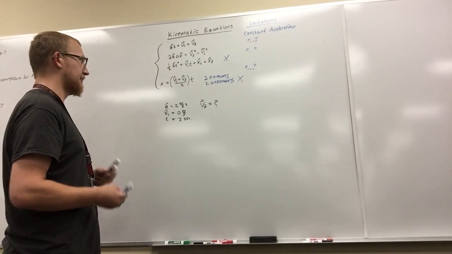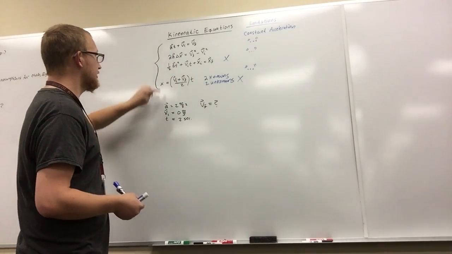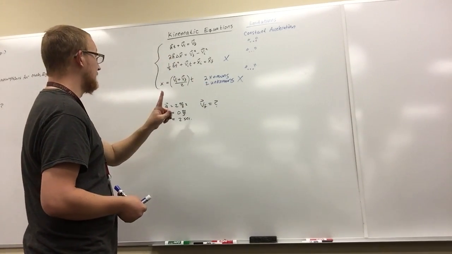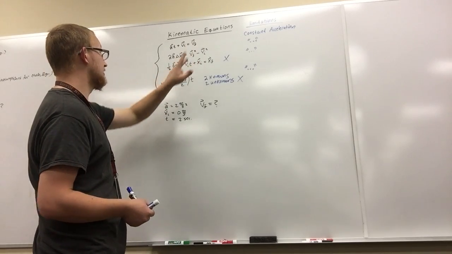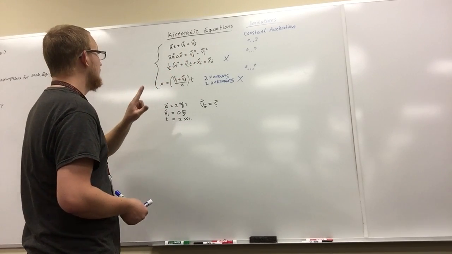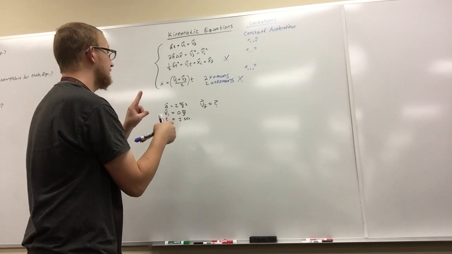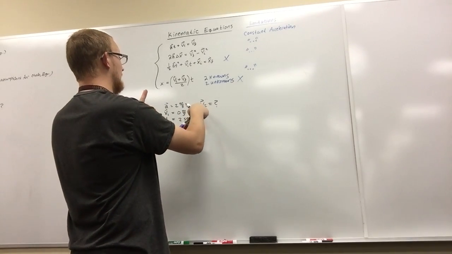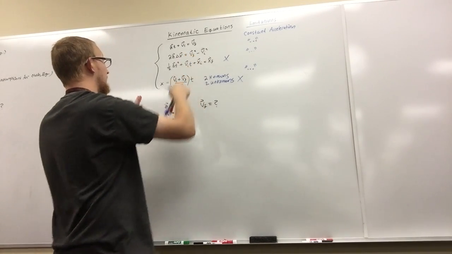Let's go ahead and look up here. So acceleration, that's 1 known. V initial, that's 2 knowns. There's no t in this equation, and there is a v final, so we've got what we're looking for.